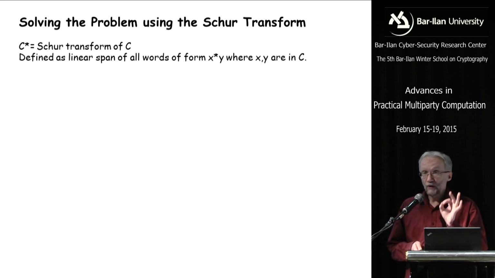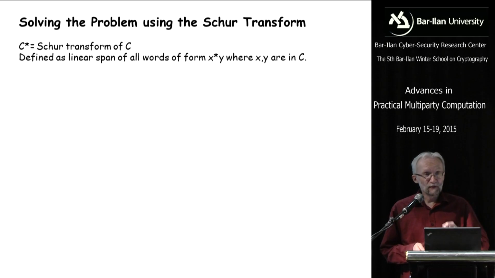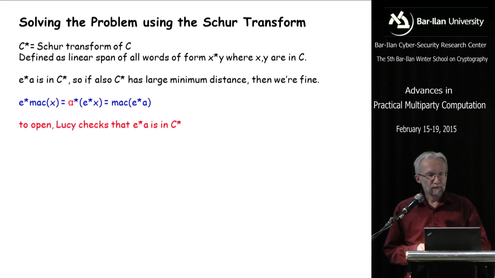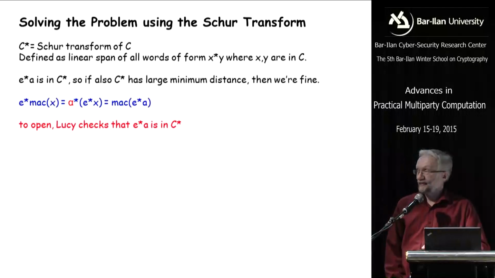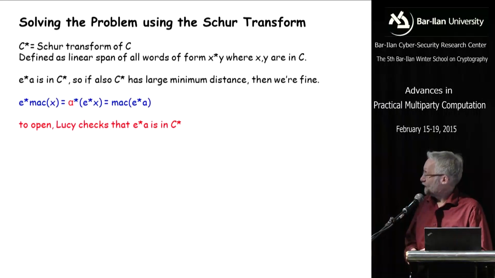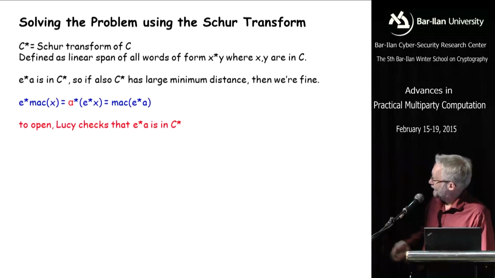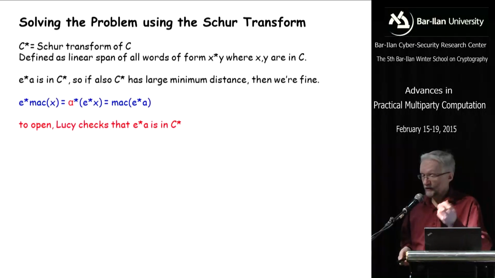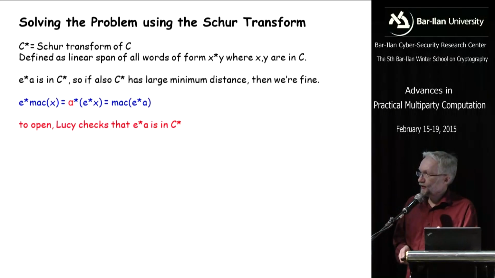So this new code will contain all these products that I was worried about before. Even if my product is not a code word in the original code, it is a code word in this new code, C star. So if C star is also a good code with large minimum distance, then I'm still fine, because then I can really define the MAC on E times A, where there's an extra factor in there, as being just this product. And now, of course, if you know that your data has been multiplied by such a constant, you should just check that the output when you open is in this C star code instead of the original C.